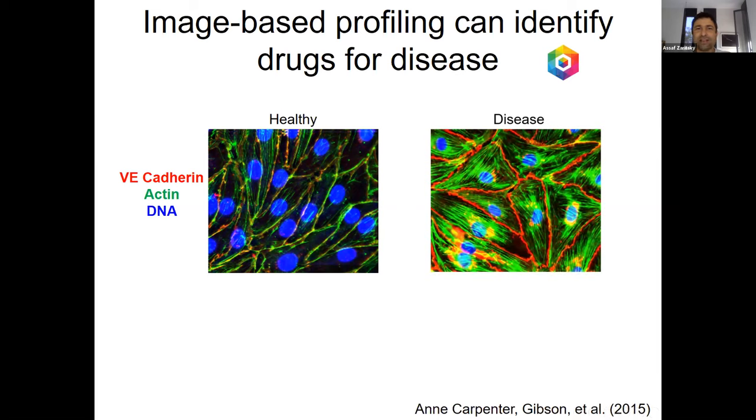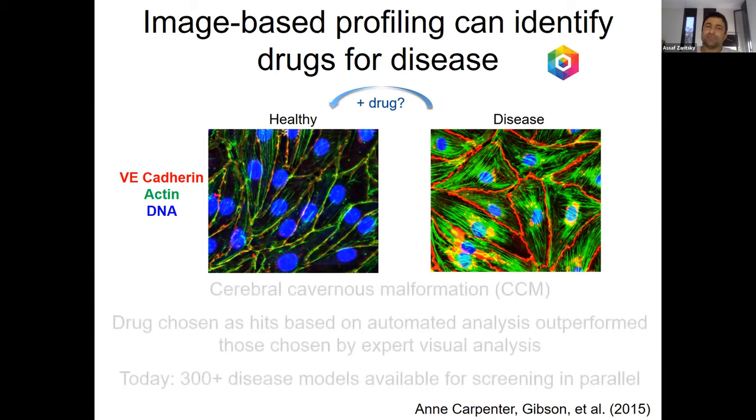This is an example. You have a healthy phenotype and a disease phenotype. And now you are looking for a drug that will take your disease phenotype and transform it to a healthy phenotype, under the assumption that if you do that, then you are going to solve the problem.